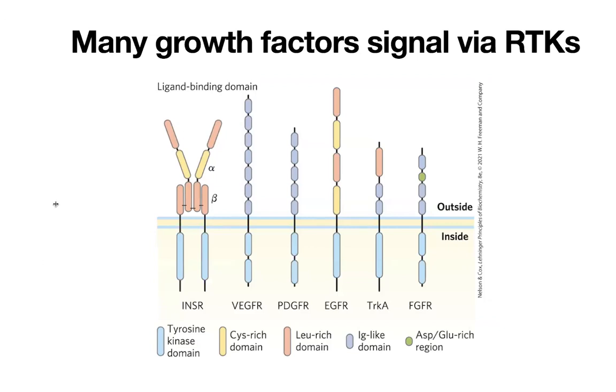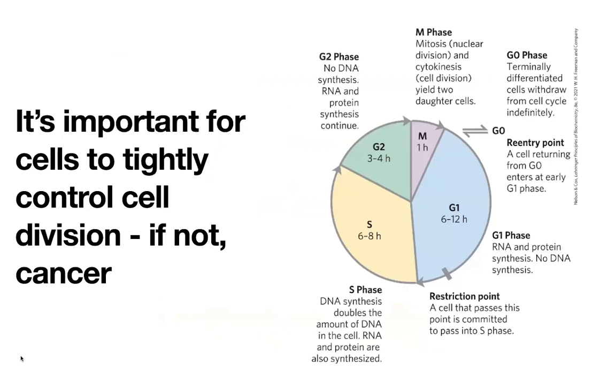So we saw how insulin could lead to these different pathways, and we can also have lots of different receptor tyrosine kinases. Insulin receptor is kind of weird in that it's a constitutive dimer, but most of these are usually going to be monomers. Some examples are these growth factor receptors, VEGFR, EGFR, various receptors. A lot of these are important for controlling cell division.